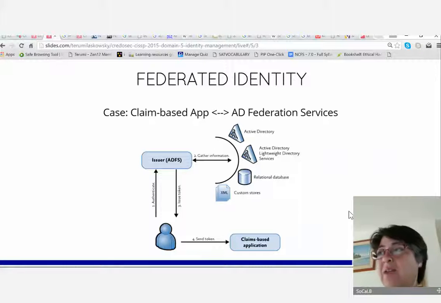I hope, right? So this federated identity, we've already talked about this. This is the ADFS, and SAML. So I'm going to skip through this.